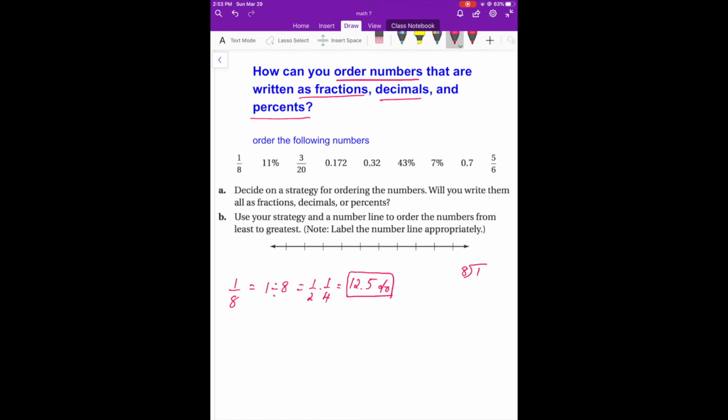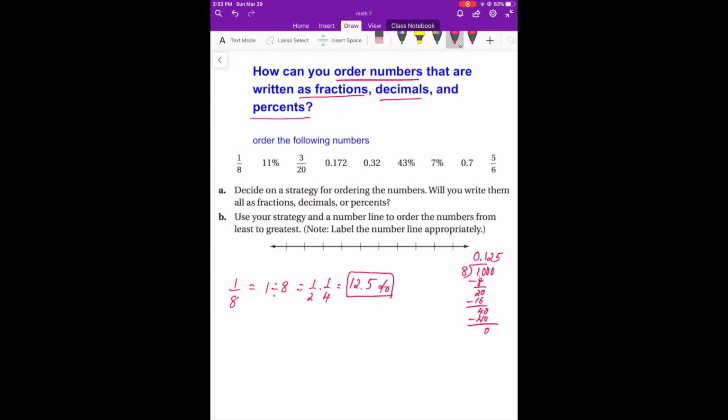Divide 1 by 8 means 8 won't go in 1, so that is 0 point, add zeros. So in 10, 8 goes 1 time, minus 8. In 20, 2 times, minus 16. In 40, 5 times, minus 40, that is the remainder is 0. So it is 0.125, which is 12.5%.